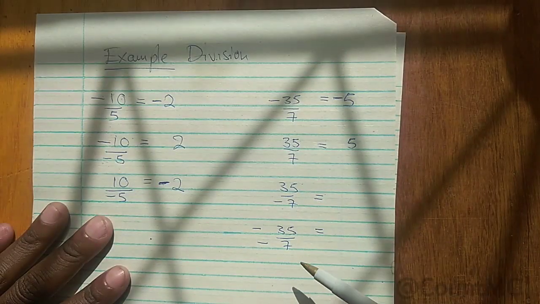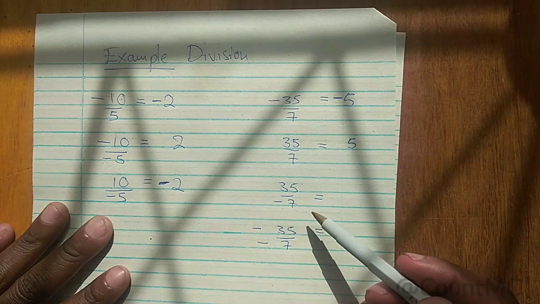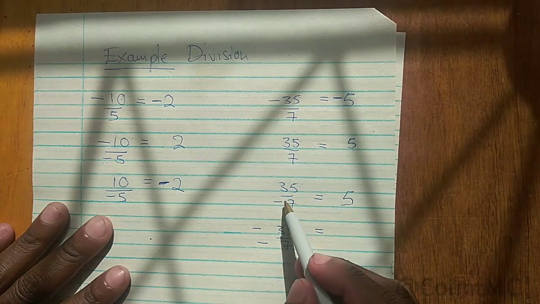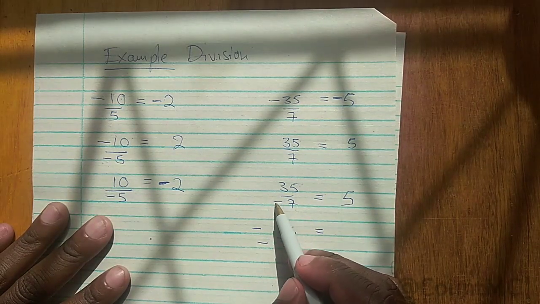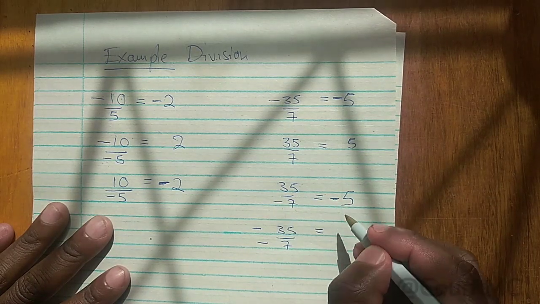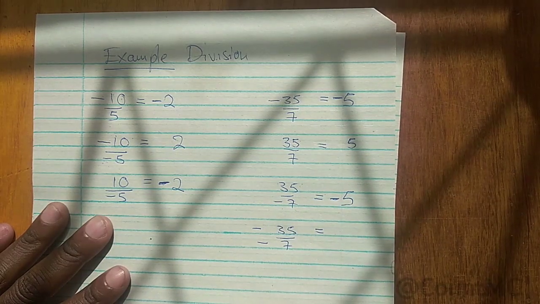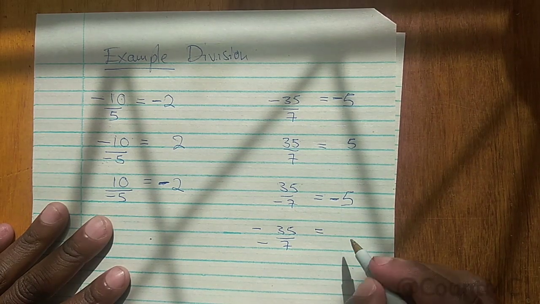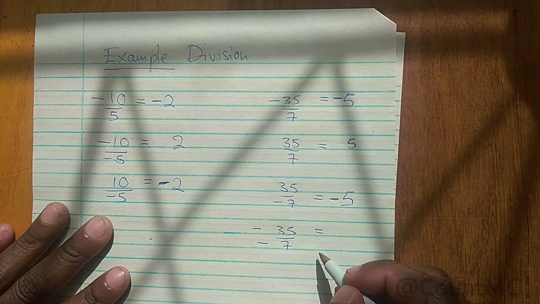35 divided by minus 7, just look at the numbers first. 35 divided by 7, you get a 5. Then how many negative signs do you have? You have only one, that's odd, so the answer is a negative. Remember, when you have 1 minus sign, 3 minus signs, 5 minus signs, we are counting the minus signs, that answer will always be negative.